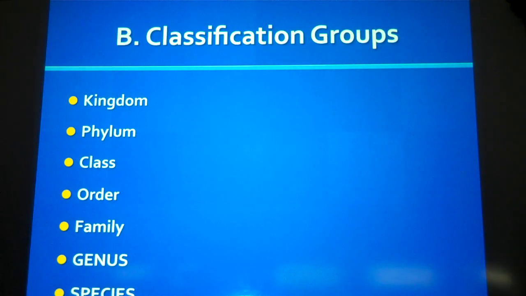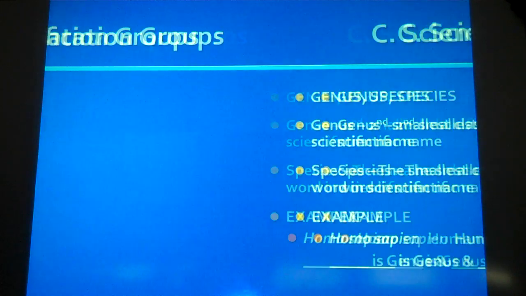Next are the classification groups. You can see kingdom at the top there because it is the largest, and it kind of trims down like a funnel. We don't have to worry about phylum, class, order, or family, but genus and species, you can see on the bottom, are very important. And I will show you why.